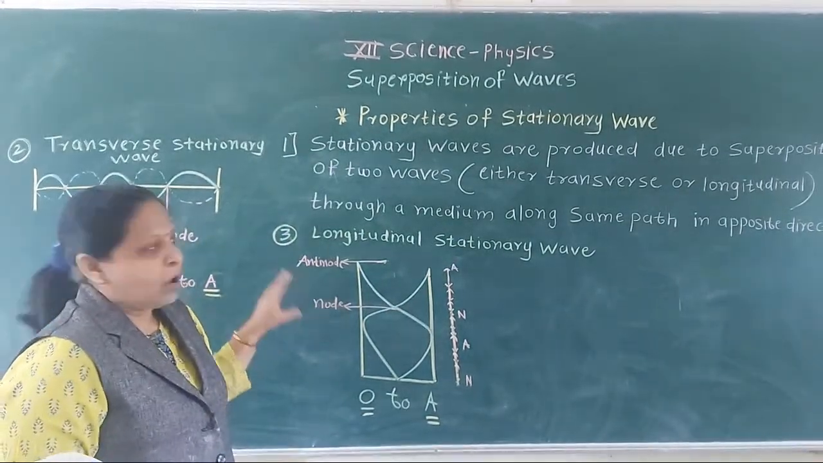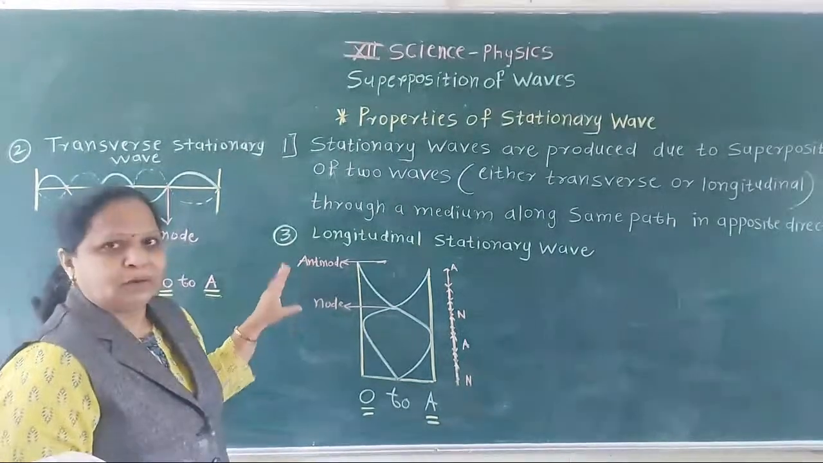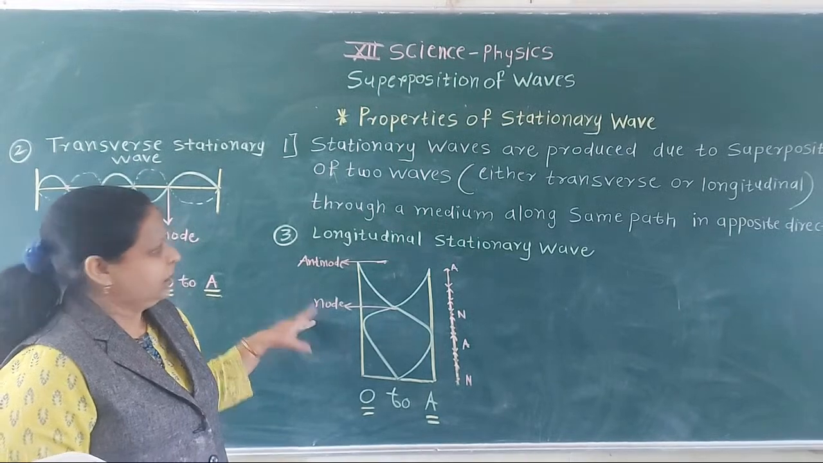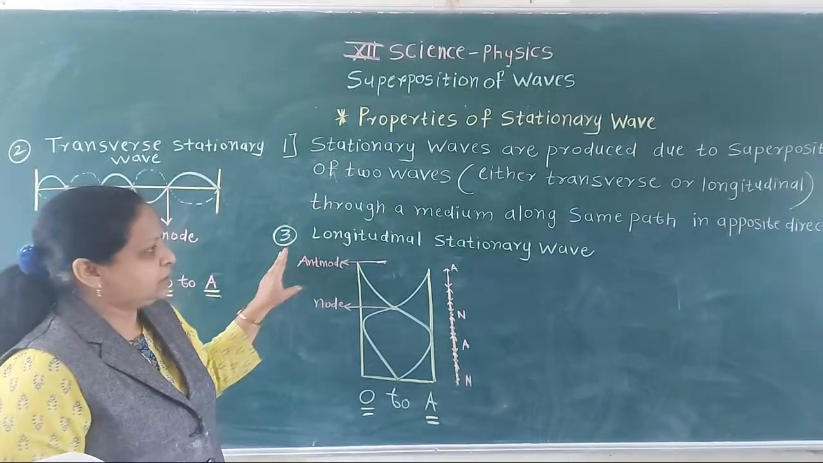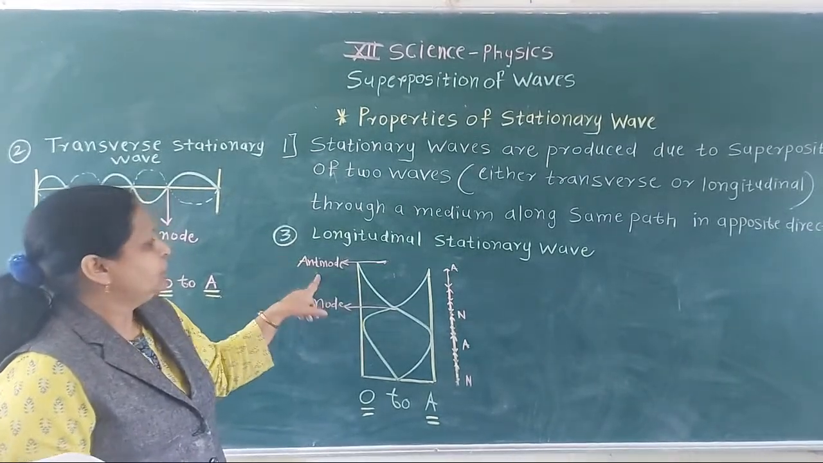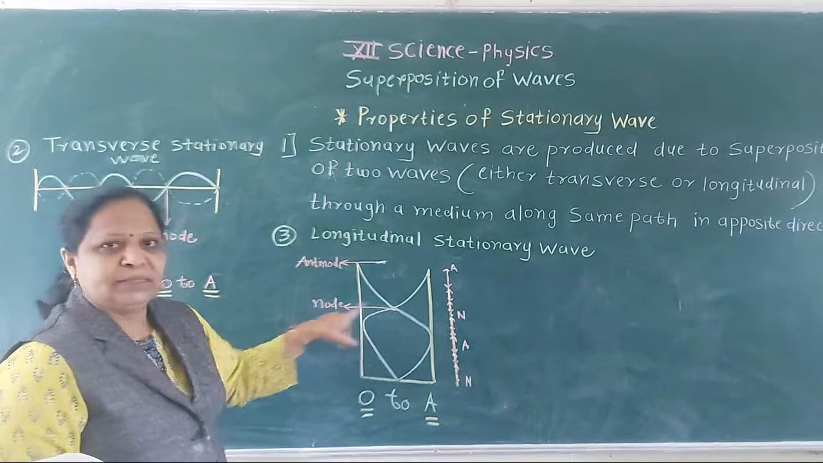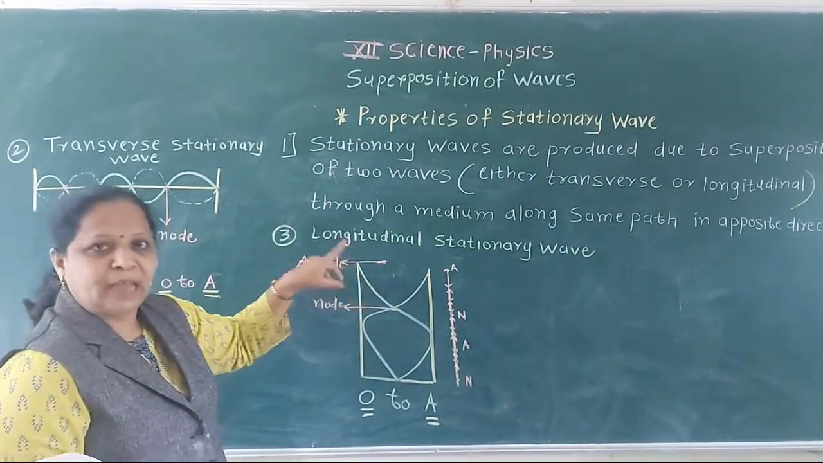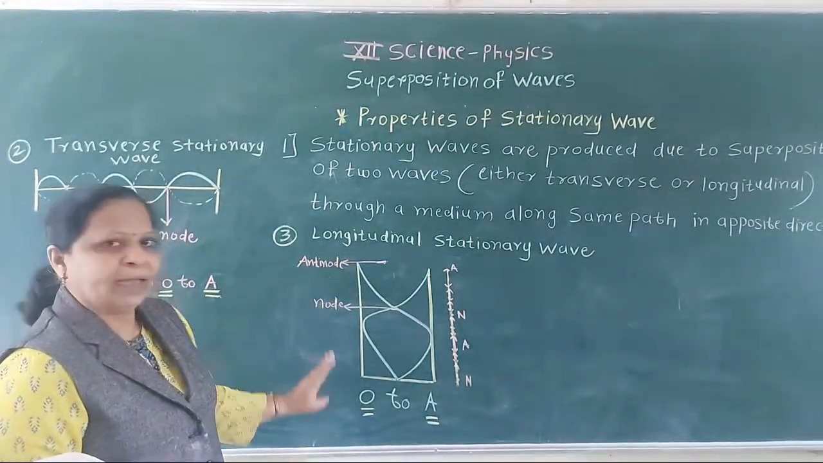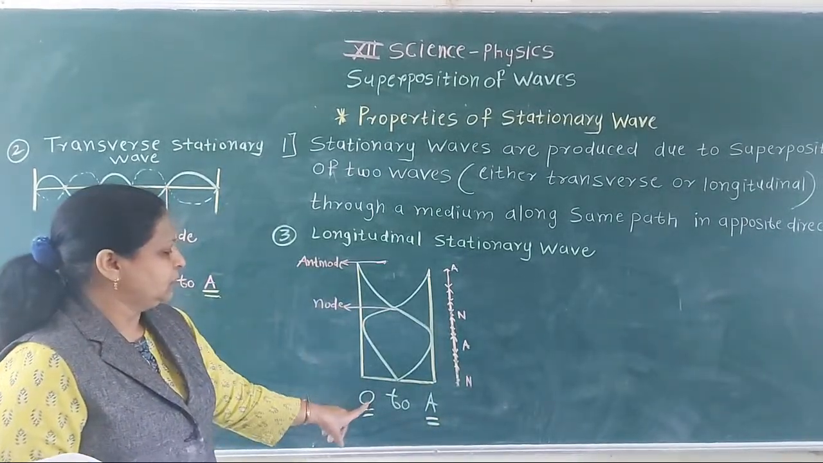Longitudinal stationary wave means the two longitudinal waves superposed on each other or interfere through a medium along the same path but in opposite directions. The resultant wave is known as the longitudinal stationary wave, for example, a sound wave. The point where the amplitude is minimum is known as the node, and the point where the amplitude is maximum is known as the antinode. From node to antinode, this amplitude varies from 0 to A.